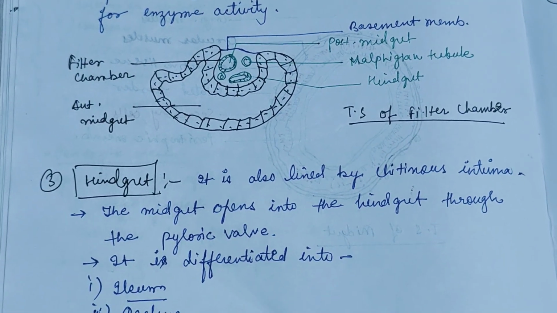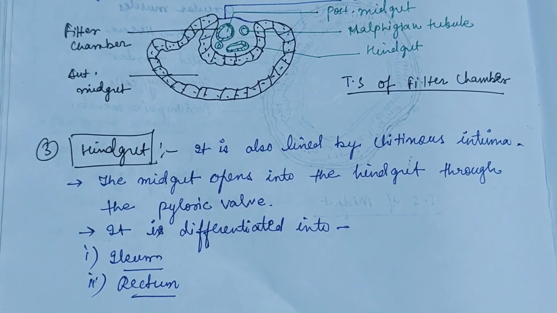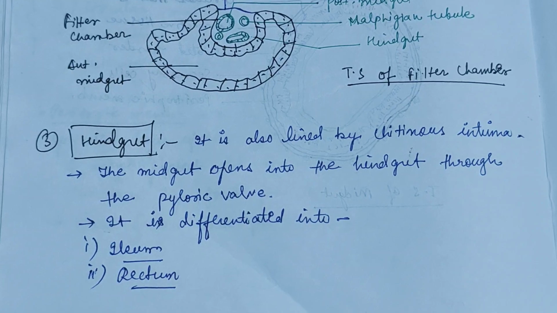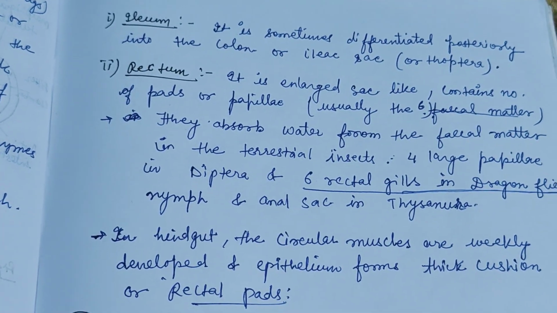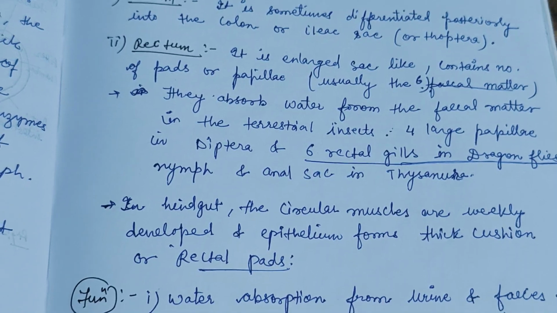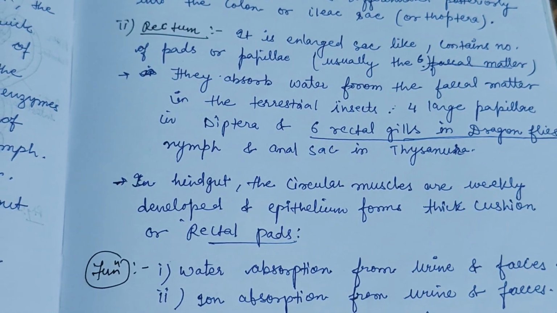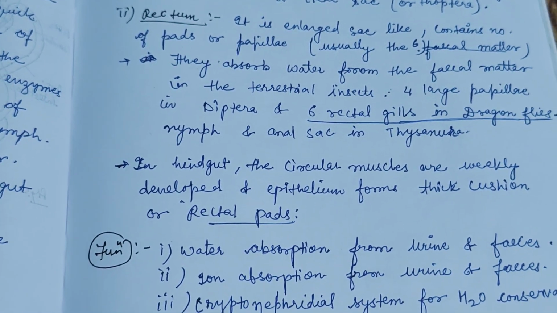Next one is the hindgut. It is also lined by the chitinous intima, and it is differentiated into the ileum and the rectum. The ileal sac is present in orthopterans like the cockroach. The rectum is an enlarged sac-like structure that contains a number of pads or papillae.